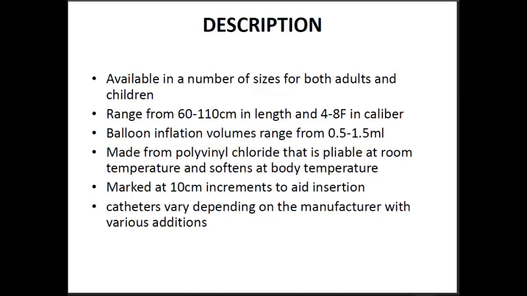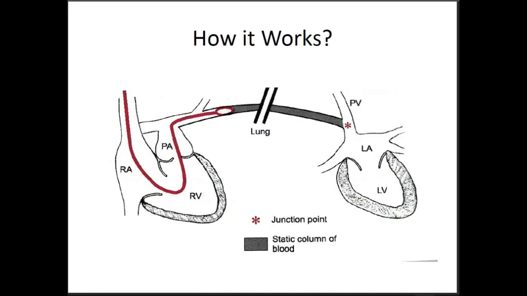The balloon inflation is approximately 1.5 ml. The catheter is made of polyvinyl chloride, marked at 10 centimeter increments, and varies depending on the manufacturer with various additions. So how does it work?